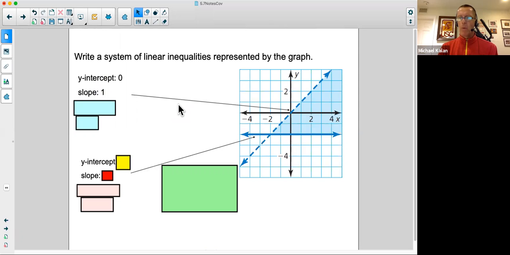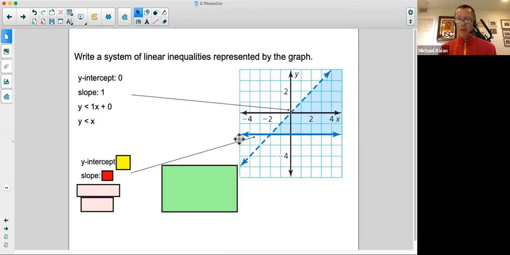Okay. So let's see. It's dotted, so we know it's not an or equal to inequality. So it's got to be less than or greater than, and we are shading down, right? In order to get this overlap, I'd have to shade down from this one. So that's going to be less than.